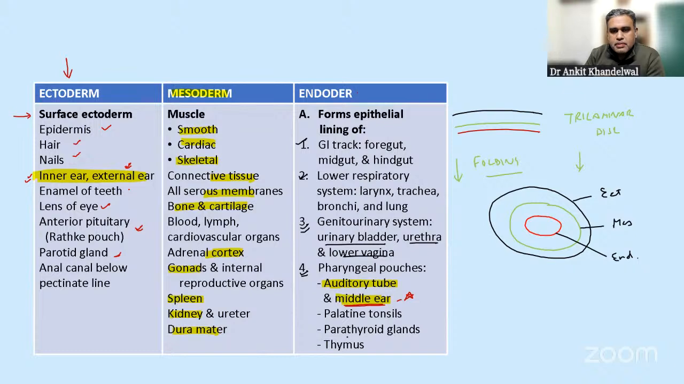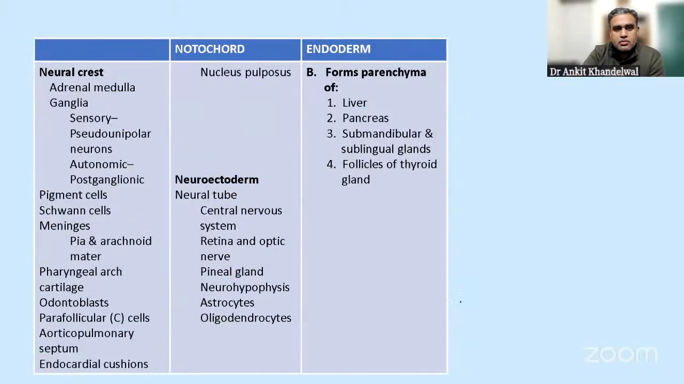You have the parathyroid gland and the thymus, which you learn more about in the embryology of the head and neck. The pharyngeal arches are one of the most important topics of embryology. So these are pharyngeal pouches, and they are coming from the endodermal derivatives. One more slide over here.